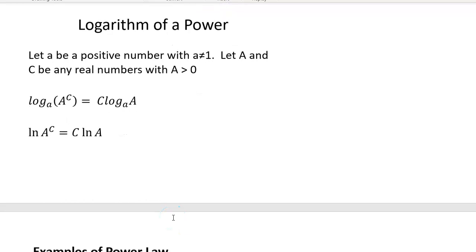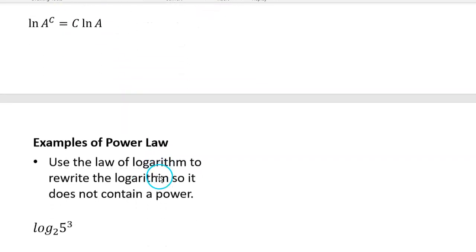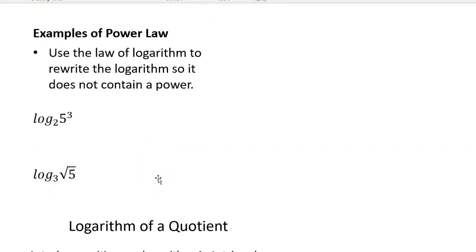So the next property is the logarithm of a power. When you have a power, you can see there's a power there, then we actually bring it down to the front of the logarithm. You have to be a little bit careful sometimes with some of the steps there. But I'll show you some of the little tricks as we go through these examples.